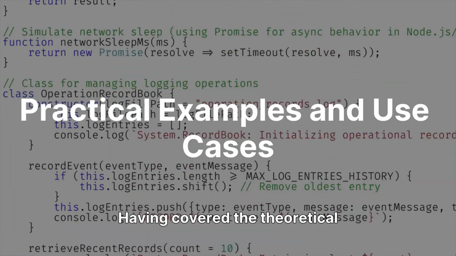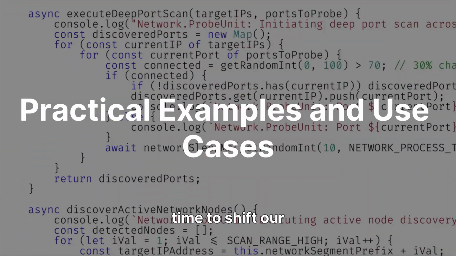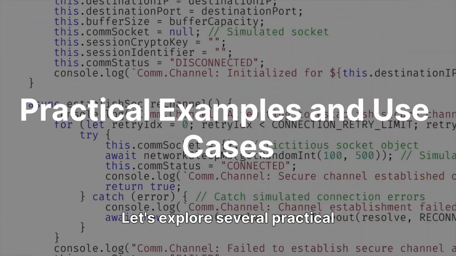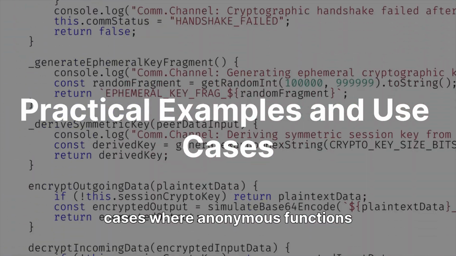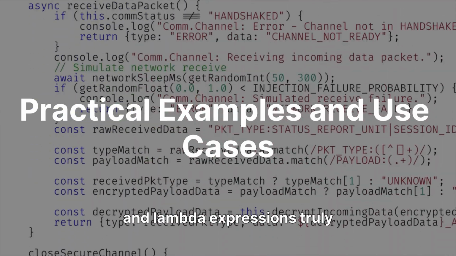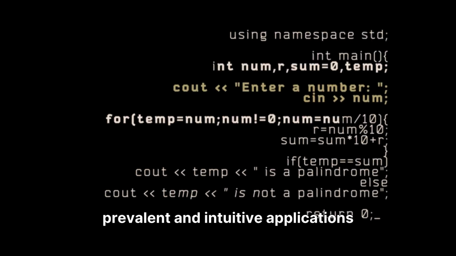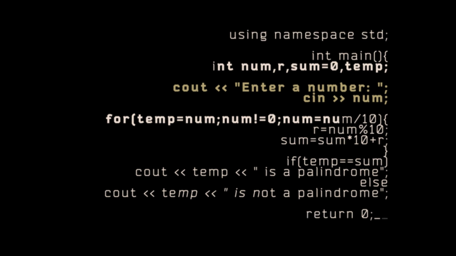Having covered the theoretical aspects and syntax, it's time to shift our focus to real-world applications. Let's explore several practical examples and common use cases where anonymous functions and Lambda expressions truly shine. One of the most prevalent and intuitive applications for anonymous functions, particularly Lambda expressions, is within event handling mechanisms. They provide a clean and immediate way to define the response logic for various events.